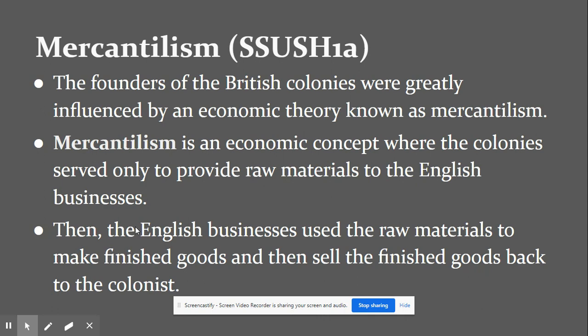So, the founders of the British colonies were greatly influenced by what we know as mercantilism. Okay, mercantilism is an economic concept where the colonies served only to provide raw materials to the English businesses. Then, the English businesses used the raw materials to make finished goods and then sell the finished goods back to the colonists. So, like I said, we got screwed over here. We're making it, we send it, we get paid cheap, they make something out of it, and then sell it for a lot. That's not fair. But that's how they did it. That's how they make money.